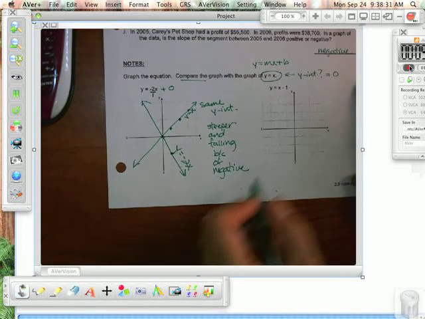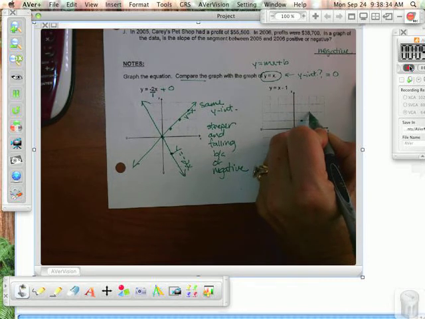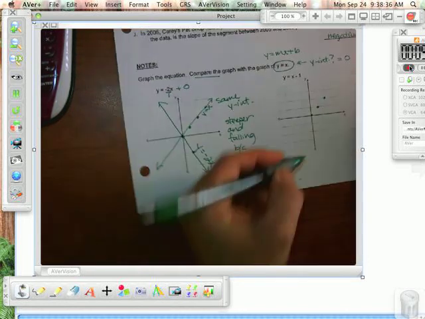On this one, again, I want you to graph y equals x. So it's 1, 1, 2, 2, 3, 3. Draw a line there.